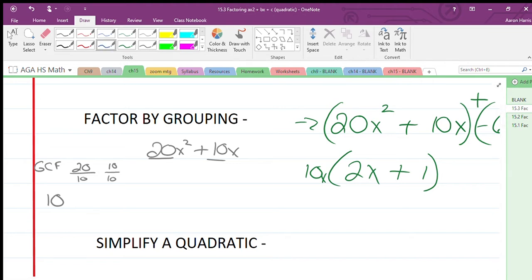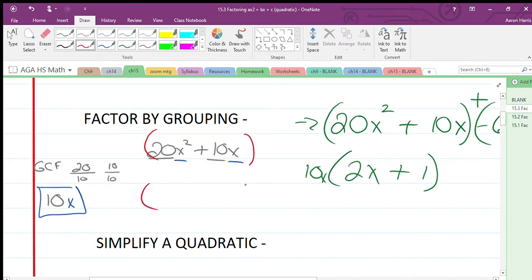Now I look at the variables. So I have x squared, I have x to the first. Which one is the smallest power? 1. That means there's at least one x in this bigger power, right? So 10x is my GCF for this whole thing. So what do I do with that? You got it. Use the parentheses, right? Put this in parentheses. Remember, copy the parentheses. What do I put outside of the parentheses? The GCF, which is 10x.